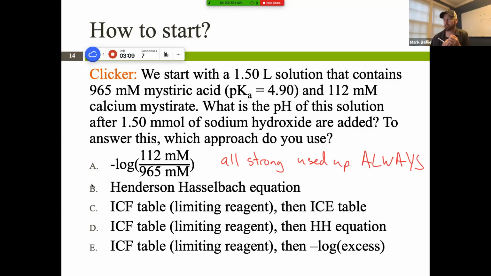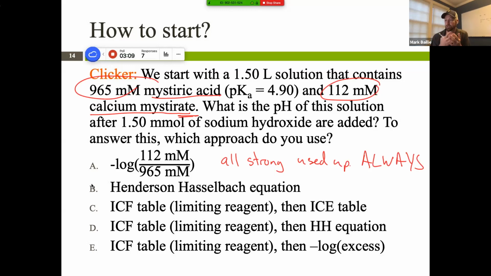For once in my life, I'm going to yell with caps. I hate yelling in caps. But if you ever see a strong acid or a strong base in a mixture, that always has to get used up first. So we have to do a limiting reagent calculation first. If we just try to do Henderson-Hasselbalch with our 2 solutions, which we can tell hopefully are myristic acid and calcium myristate, where the A means a negative charge, so we do have a buffer, but then to that we're adding a strong base.